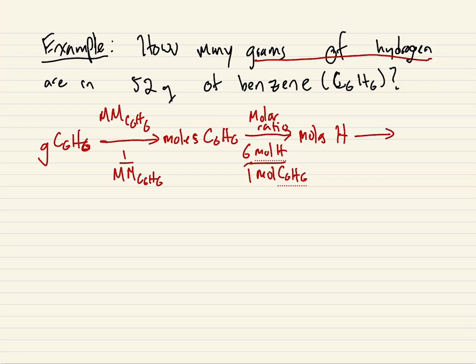After we get moles of hydrogen, what's the last step? What are we trying to get to? Grams of hydrogen. All right, and how do we do that? What do we use? The molar mass of what? Hydrogen. And how do we use it? We're going to multiply it because we want the units of grams in the numerator, right? So we use the molar mass of hydrogen.